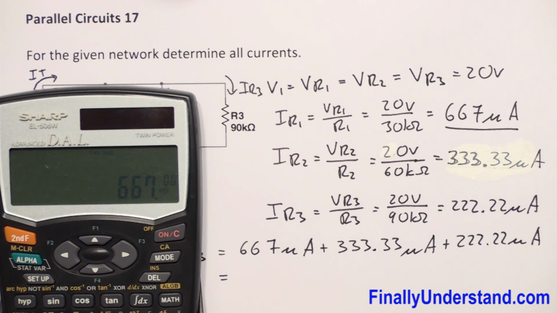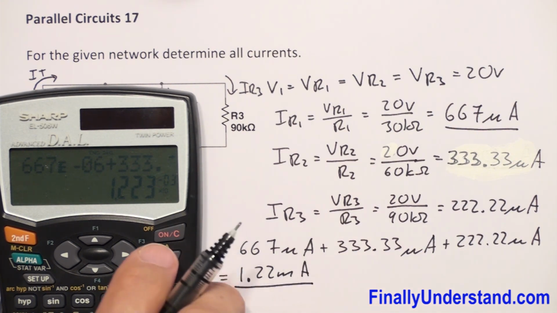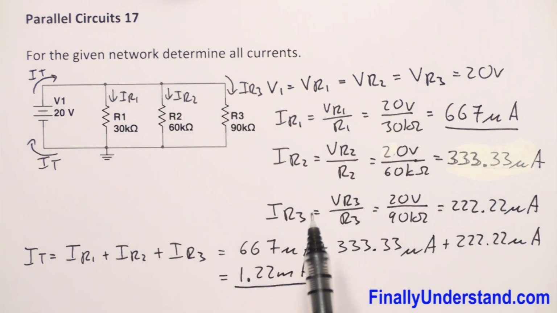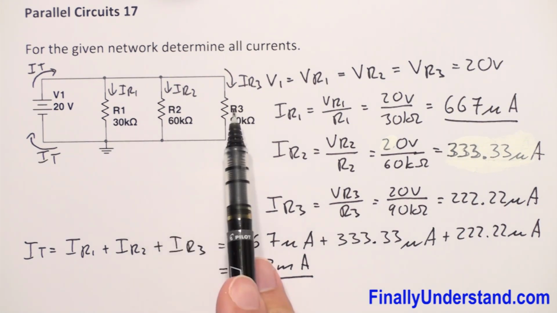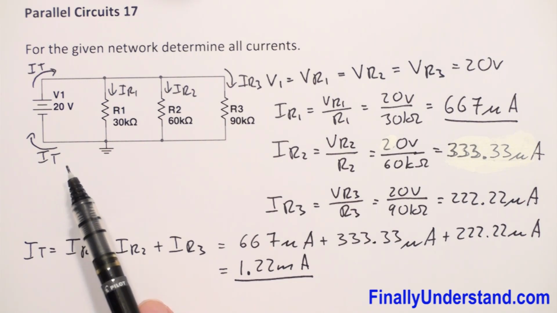So this is equal to 667 times 10 to the negative 6 plus 333.33 times 10 to the negative 6 plus 222.22 times 10 to the negative 6. This is equal to 1.22 milliamps. So we found the currents in each branch and we found I total.